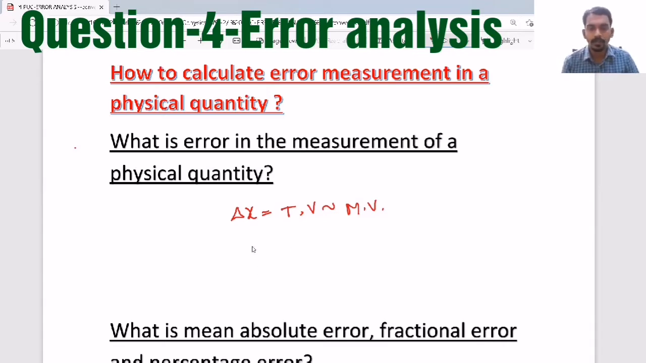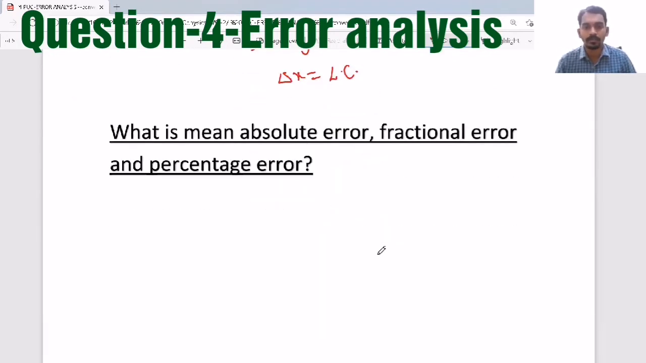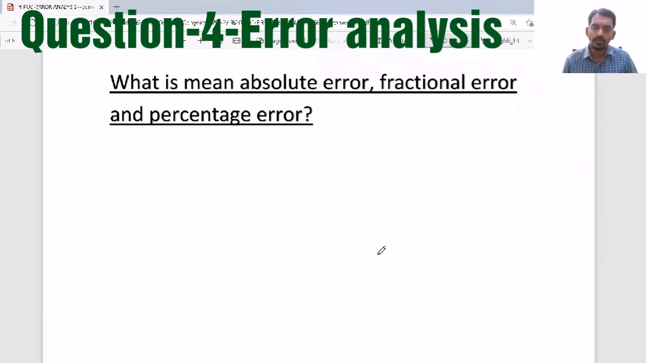For any measuring device, the minimum possible error is its least count. Like if you are working with a meter scale, then the least count is 1 millimeter or 0.1 centimeter, like that for a screw gauge or vernier calipers. That is the meaning of error in the measurement of a quantity with a particular device. Then comes what is mean absolute error, fractional error, and percentage error.